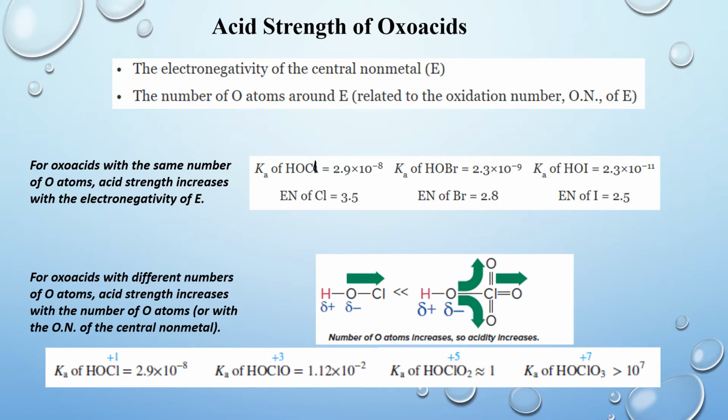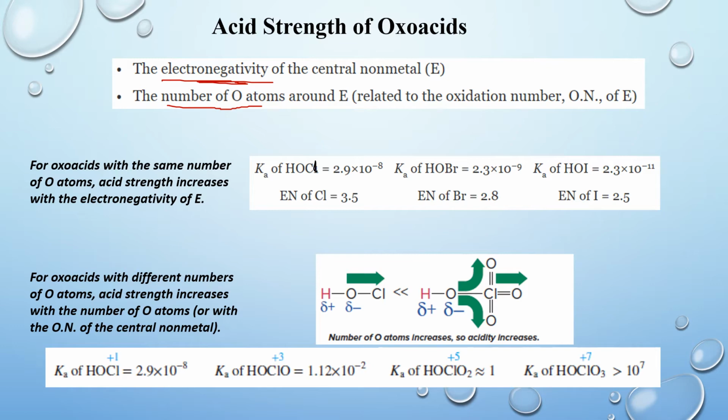Next, we'll look at the oxo acids. For this type of acid, the hydrogens are not bonded to the nonmetal, but actually bonded to an oxygen, which is bonded to the nonmetal. This type of acid could have one or more than one oxygen atoms. To compare their strengths, we're going to look not only at the electronegativity of the nonmetal, but also at the number of oxygen atoms around the nonmetal.